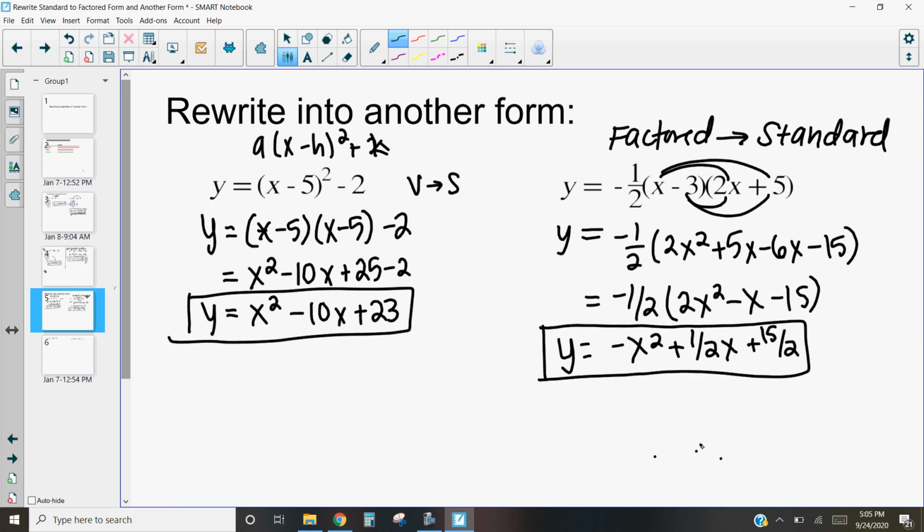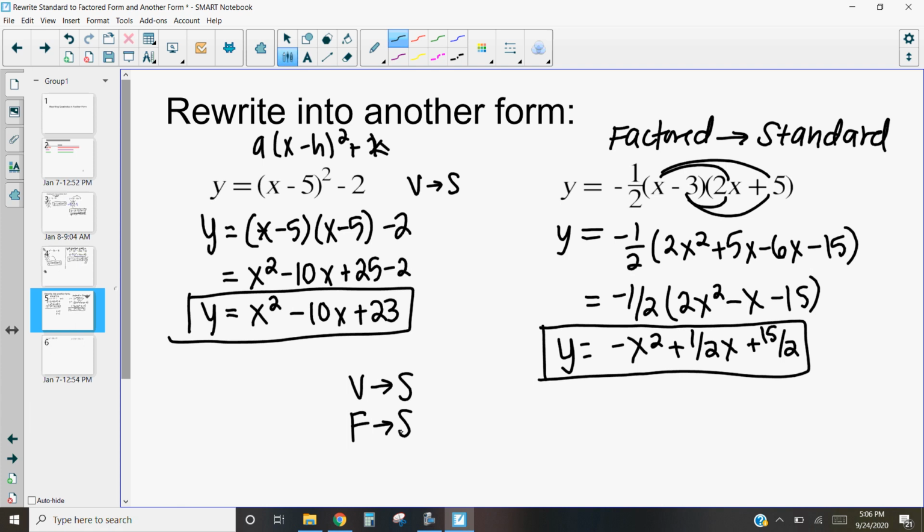Now, those are our two different examples. It's super easy to go from vertex to standard form or factored to standard form. And the reason why is because all we have to do is multiply those. So anytime you see something in vertex form, just change it to standard form if they ask you to rewrite it. Or anytime you see something in factored form, change it to standard form.